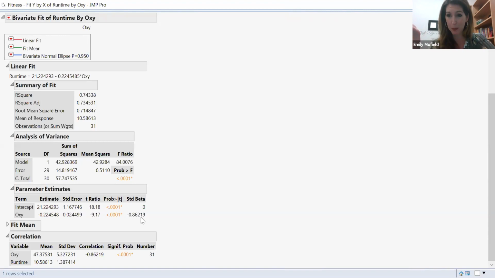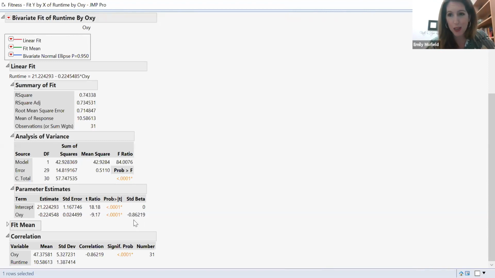But this is basically standardizing all of this. Runtime was probably measured in minutes. Oxygen is measured in some kind of oxygen capacity, but when they're both standardized, it puts them both at the same level of measurement, and it can be interpreted as standard deviations. So basically, for every one standard deviation increase in oxygen, there will be a negative 0.86 decrease in standard deviations for runtime. So this is interpreted in standard deviations.